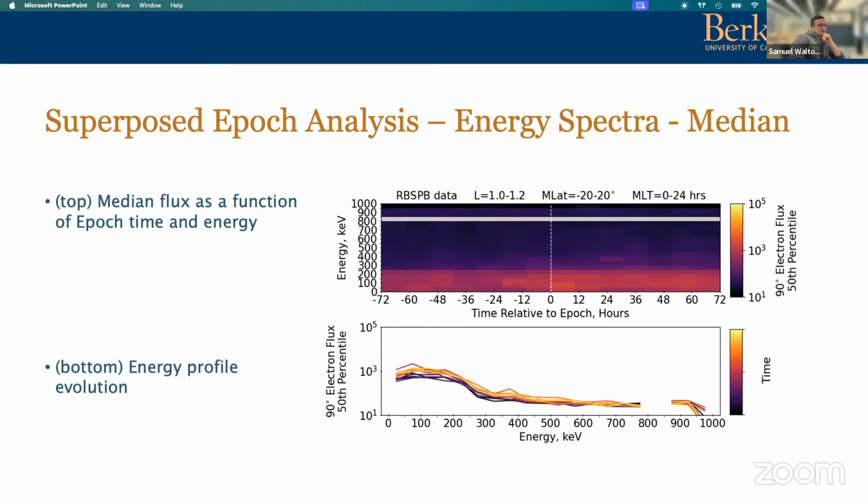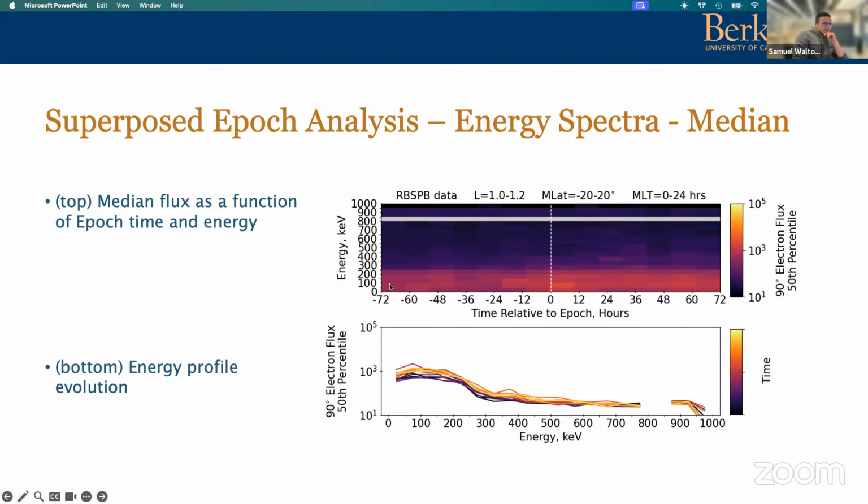So the final section is what was looking at the energy spectrum. So same superposed epoch analysis, but instead we've got these median fluxes between L of 1 and 1.2 as a function of energy and epoch time on the top. And then on the bottom, we've got the energy profile, and the color represents the time during the storm. So the lighter the color, the later we are in the storm. And the energies go from 0 to about 1 MeV. Yeah, and we are still looking at 90-degree fluxes.